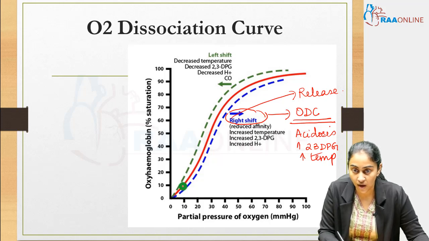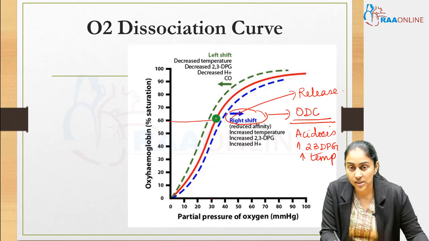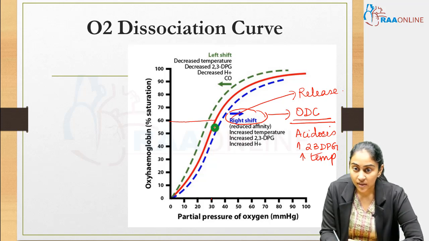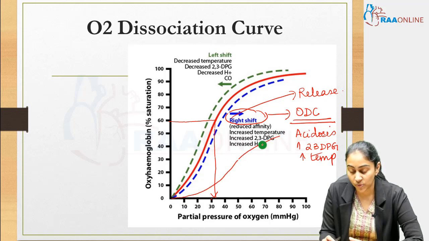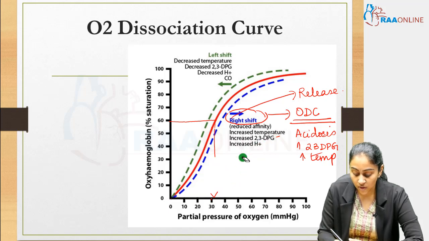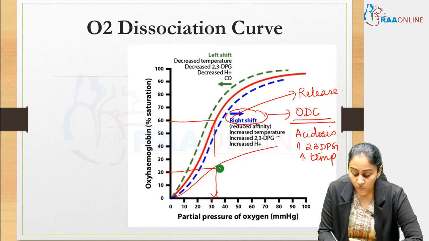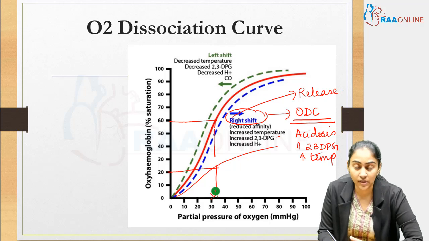For instance, you take this graph here, this red graph. You are able to see that in this graph, when the oxygen hemoglobin saturation is 60%, this is at a partial pressure of oxygen of somewhere around, let's say, 35 millimeter of mercury. Now, let's say this patient has acidosis and this graph got shifted to the right. This is what a rightward shift would look like. Here you are able to see the oxygen hemoglobin saturation is only going to be 20% at a partial pressure of 30 or 35 millimeter of mercury.